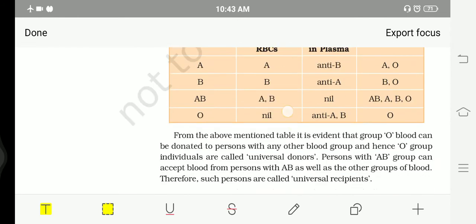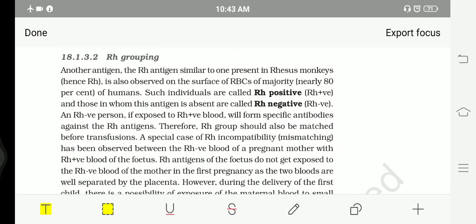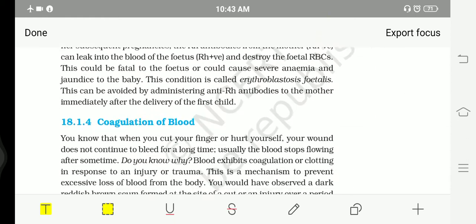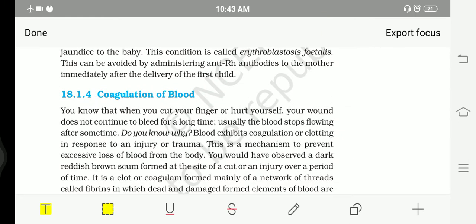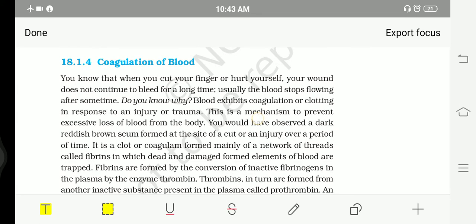Next one is the RH grouping or RH factor. There are two types of antigen present on the surface of the RBCs. Now we are going to study the next continuing topic called coagulation of blood or blood clotting mechanism.